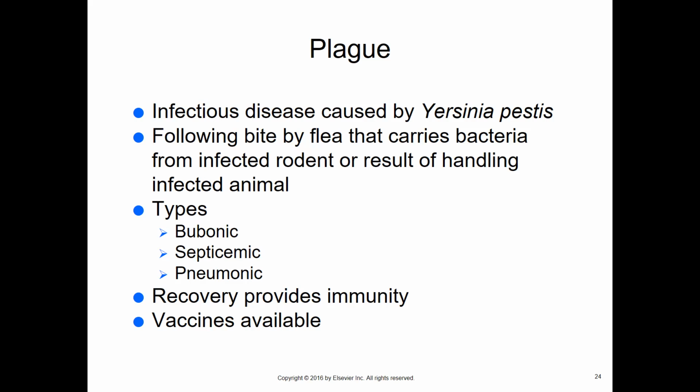Rocky Mountain spotted fever is the next one. Oh, we didn't talk about, I'm sorry. Well, let's talk about the different types of plague first. The bubonic plague, okay, you should be familiar with that. If anybody saw the Titanic, okay, that was the bubonic plague.